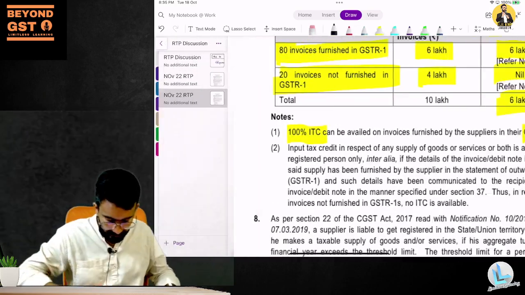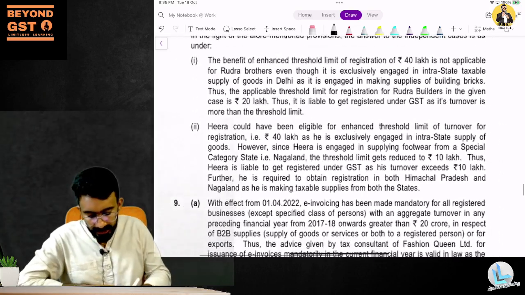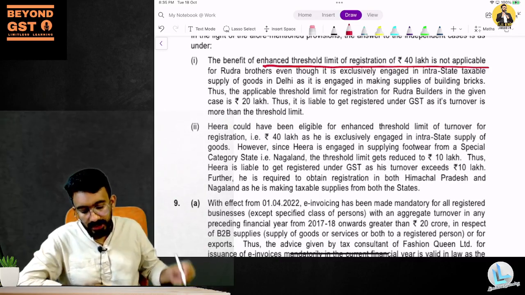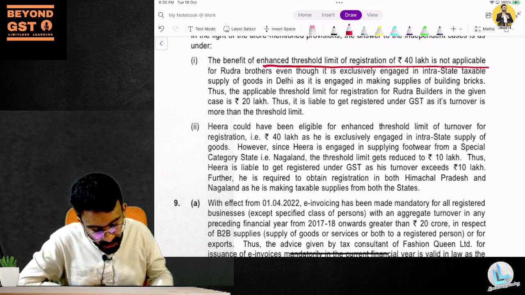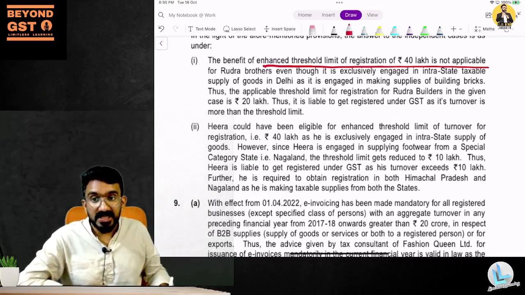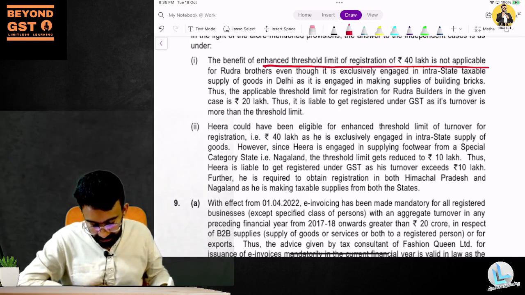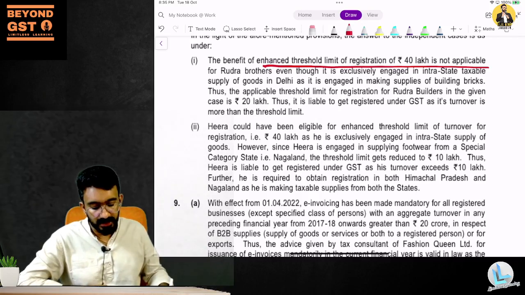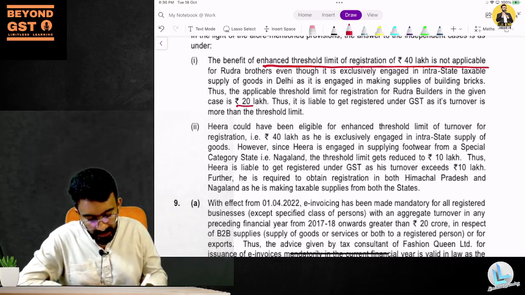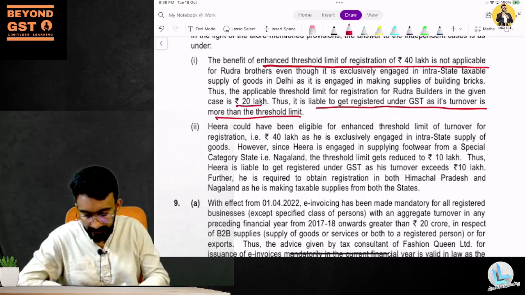Okay, let's look at the answer. The benefit of the enhanced threshold limit of registration of 40 lakhs is not applicable to Rudra Builders, even though it is exclusively engaged in intrastate taxable supply of goods in Delhi, as it is engaged in making supplies of building bricks. Thus, the applicable threshold limit for registration for Rudra Builders in the given case is 20 lakhs. Thus, they are liable to get registered under GST as the turnover is more than the threshold limit.